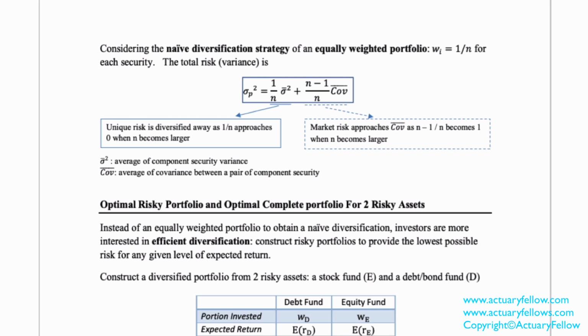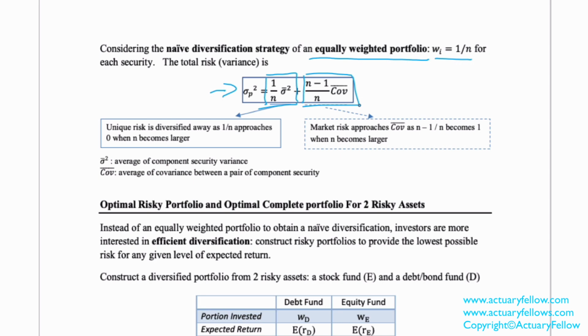First, let's take a look at a simple diversification strategy. Just invest equal weight in n securities. The portfolio variance can be simplified to the following equation. Average variance divided by n plus n minus 1 divided by n times average covariance. For now, let's not worry about how to derive this equation. We'll come back to it when we get to the second video lesson.